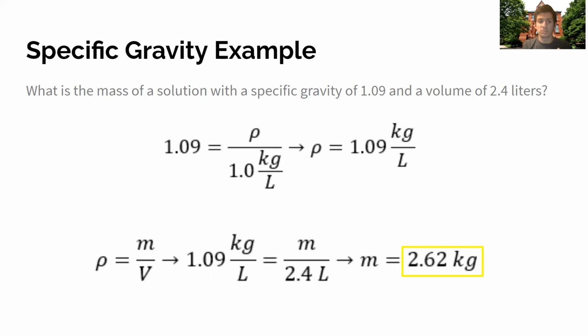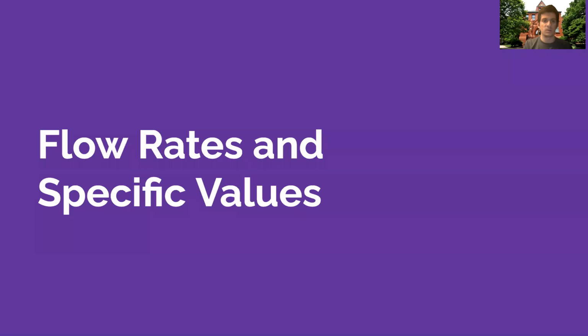Fairly straightforward problem to go ahead. Most important part, knowing what units for your density to pick and knowing how to use these two equations side by side. Now that we talked about density and specific gravity, let's go ahead and take a look at flow rates and specific values.